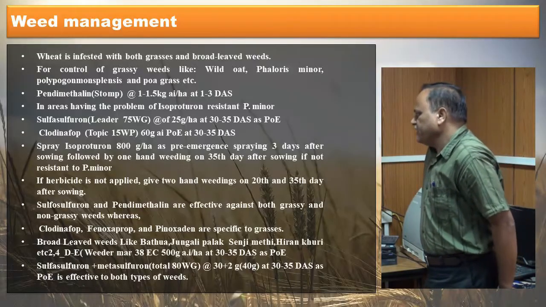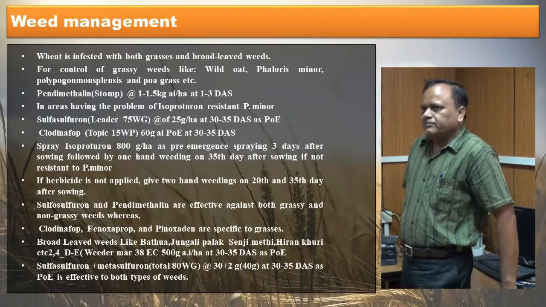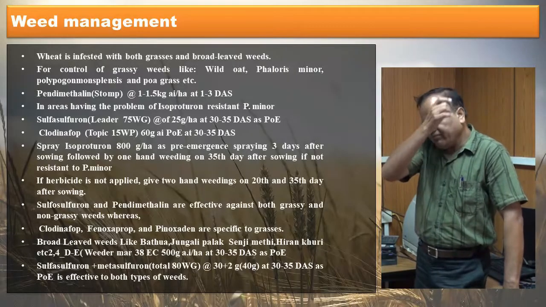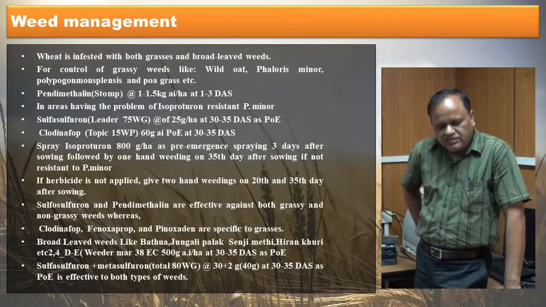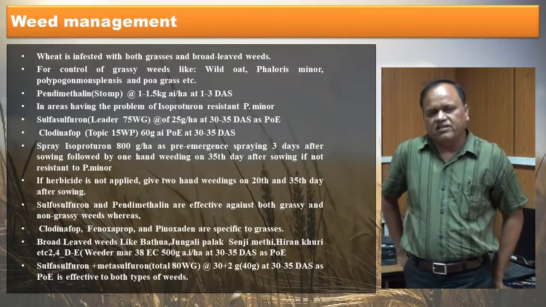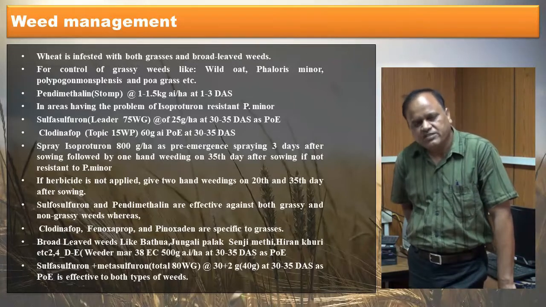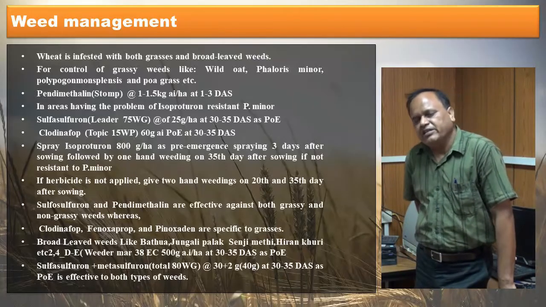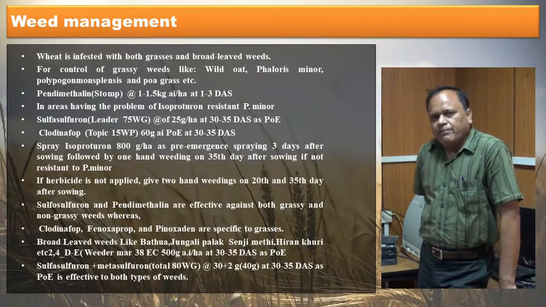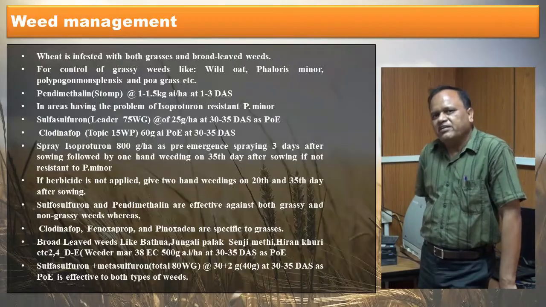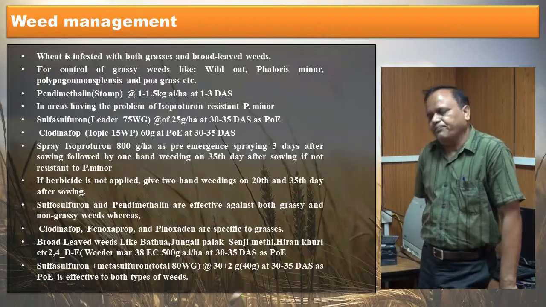In areas having the problem of isoproturon, as you know, Phalaris minor is one of the most important weeds, particularly in the Gangetic belt. But in Jharkhand, the problem of Phalaris minor is very less. Phalaris minor is a dominant weed where the rice-wheat cropping system is dominant, particularly in the Indo-Gangetic plains of India. But in Jharkhand, Phalaris minor is not a dominant weed, and it is also not resistant to isoproturon.